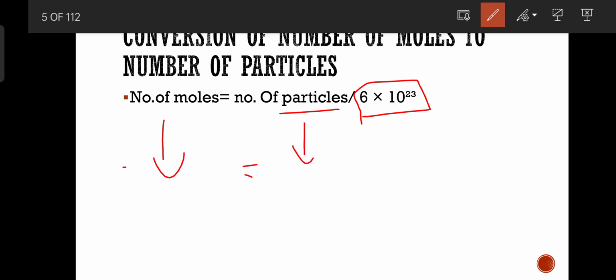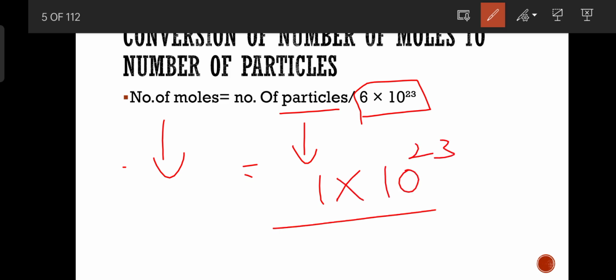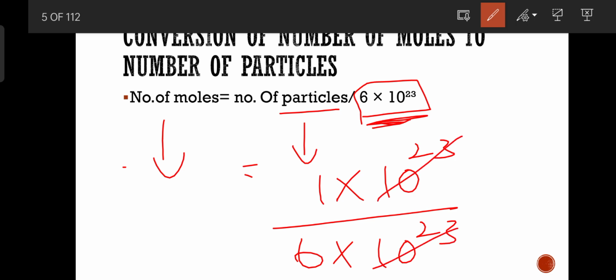So what you will do, you will simply write down the number of particles. Let's say the number of particles are 1 multiply 10 raised to power 23. Now you have to divide this value by Avogadro's constant, 6 multiply 10 raised to power 23. And the answer will be 0.167 mole. You have to write mole also because this is the unit that we are using.